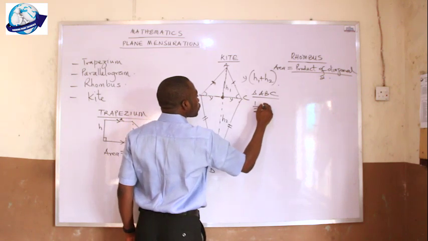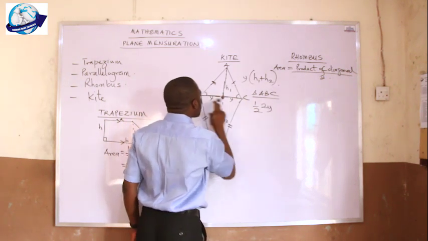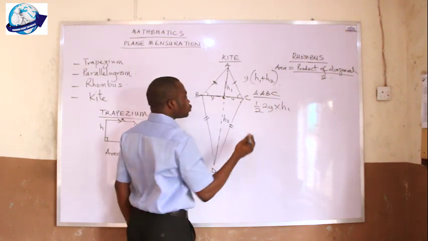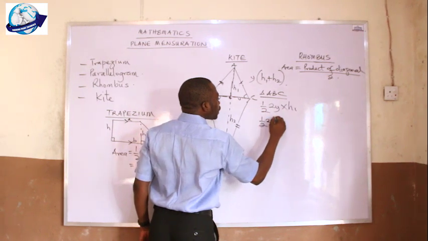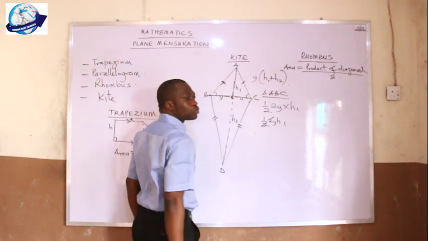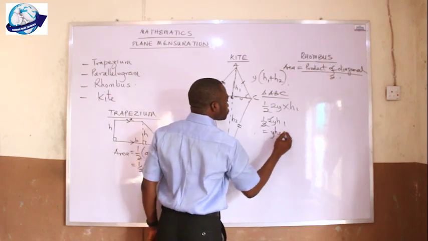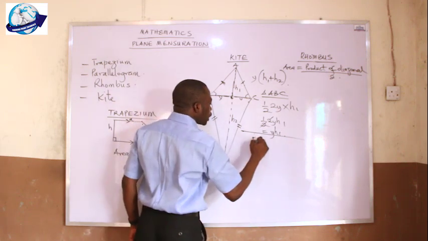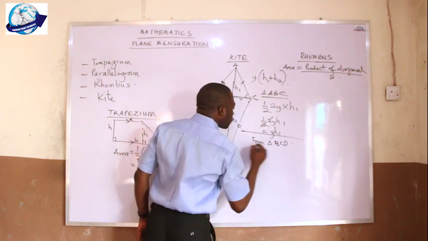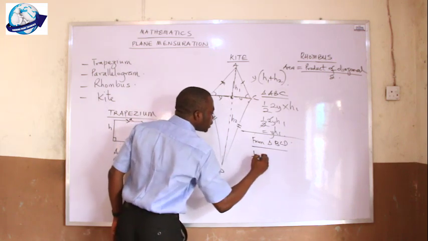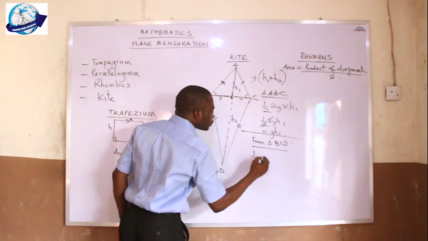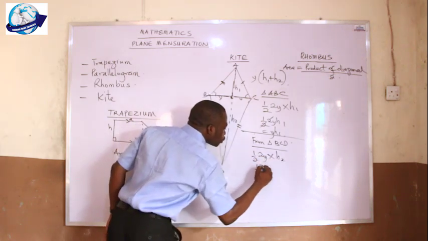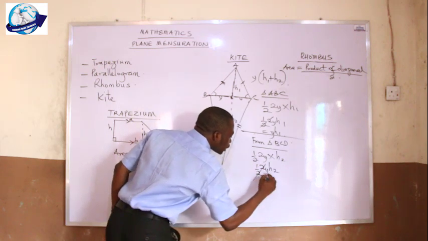So the base is 2y. Half base times height: half times 2y times h1. This 2 cancels this 2. What do you have left? You have y h1. Then consider triangle BCD. You see half base again. They share the same base, 2y, times height h2. So half times 2y h2, the 2s cancel, and you have y h2.